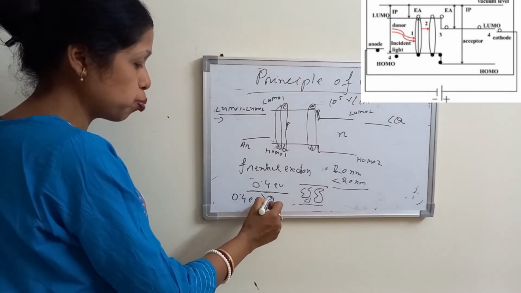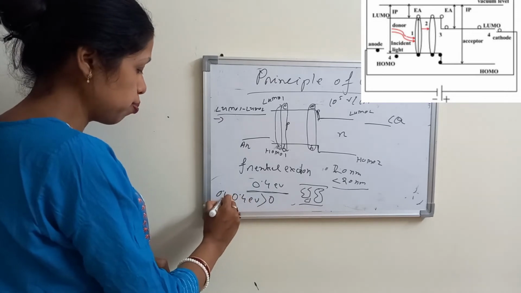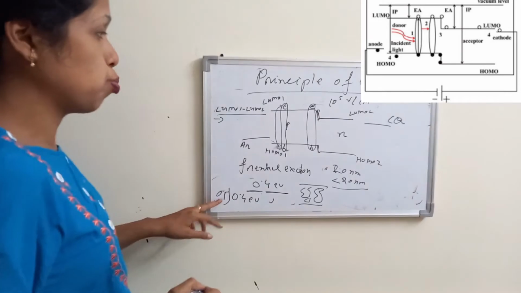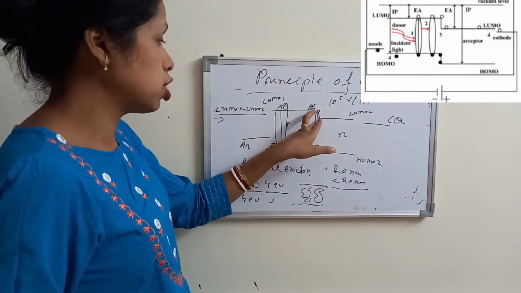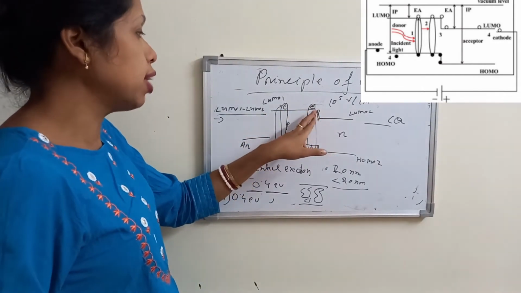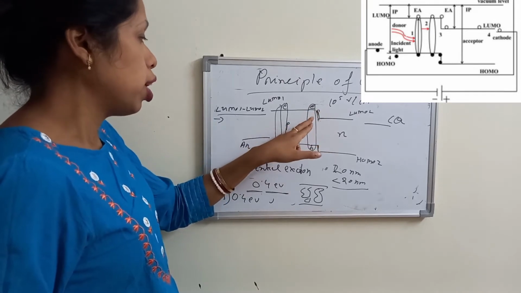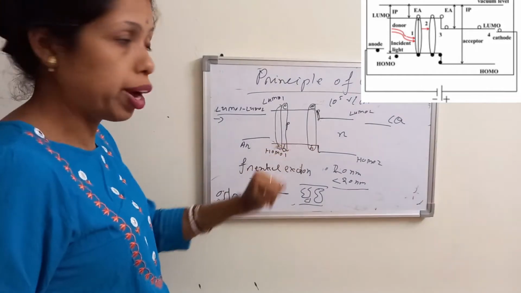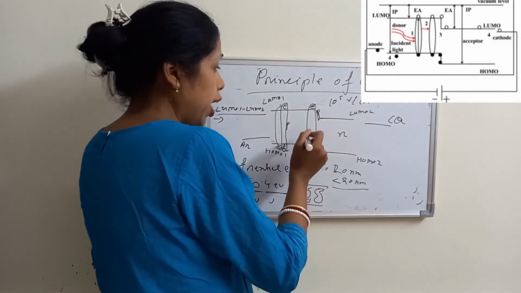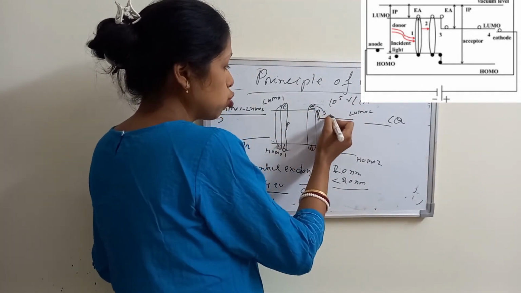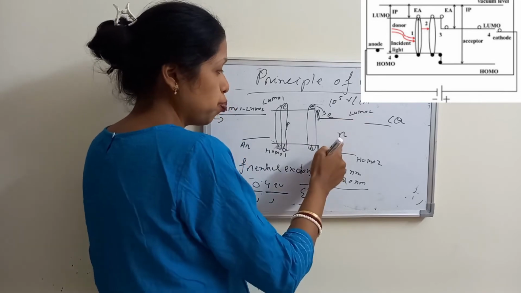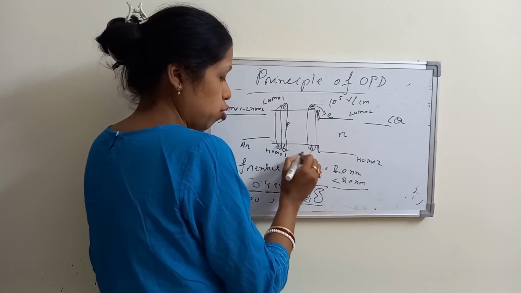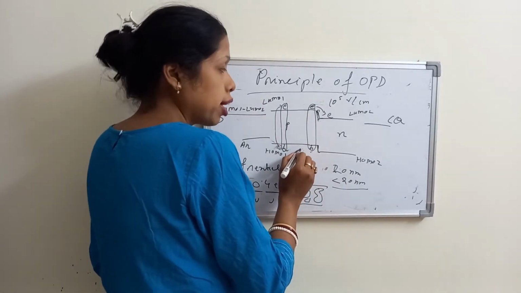That is, the difference should be 0.5 electron volt. If this difference is 0.5 electron volt, then this energy should dissociate the electron and hole pairs, right? Then the electron will be transferred into the LUMO level of the n-type material, and it will remain here only.